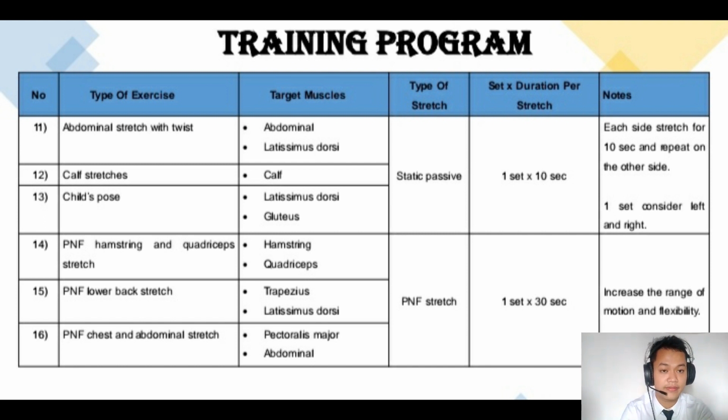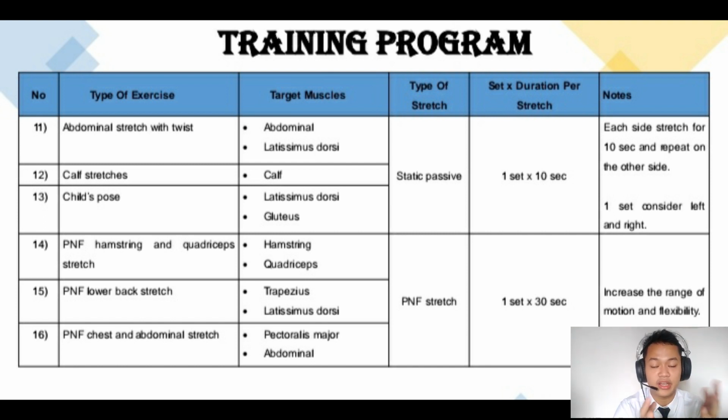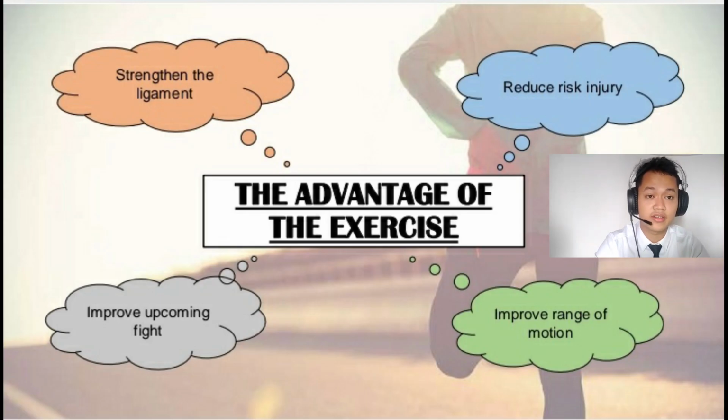For the PNF, we do the hamstring and quadricep stretch, lower back stretch, which is important, and chest and abdominal stretch. One set is 30 seconds, that is the basic time that we use for PNF. So these are the advantages of the exercise.